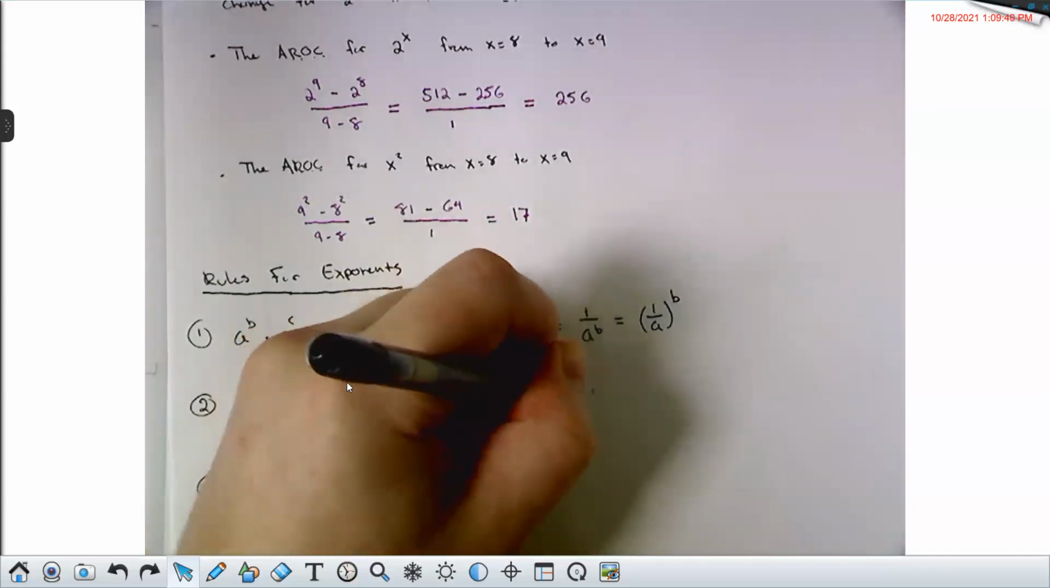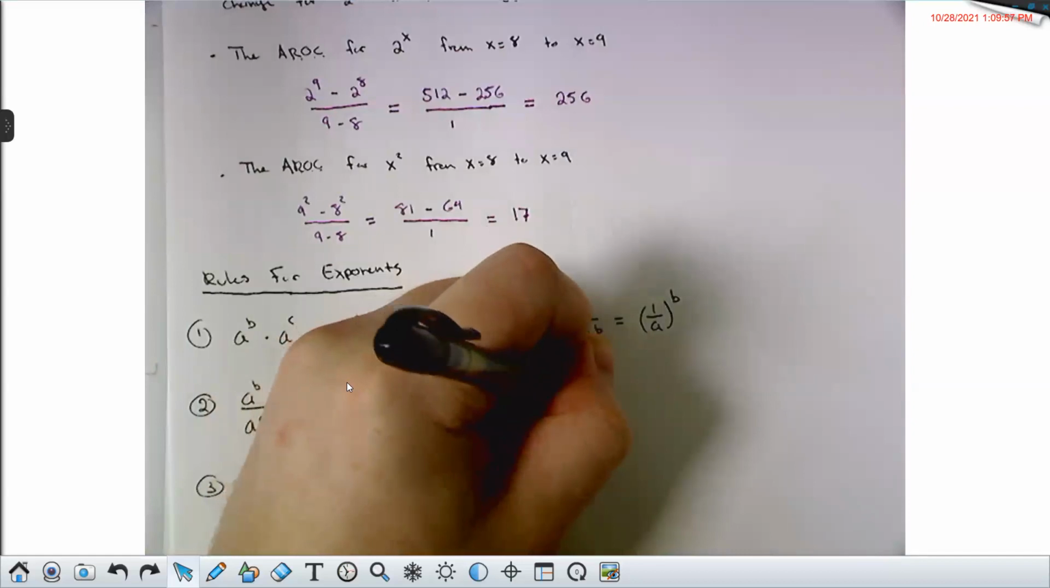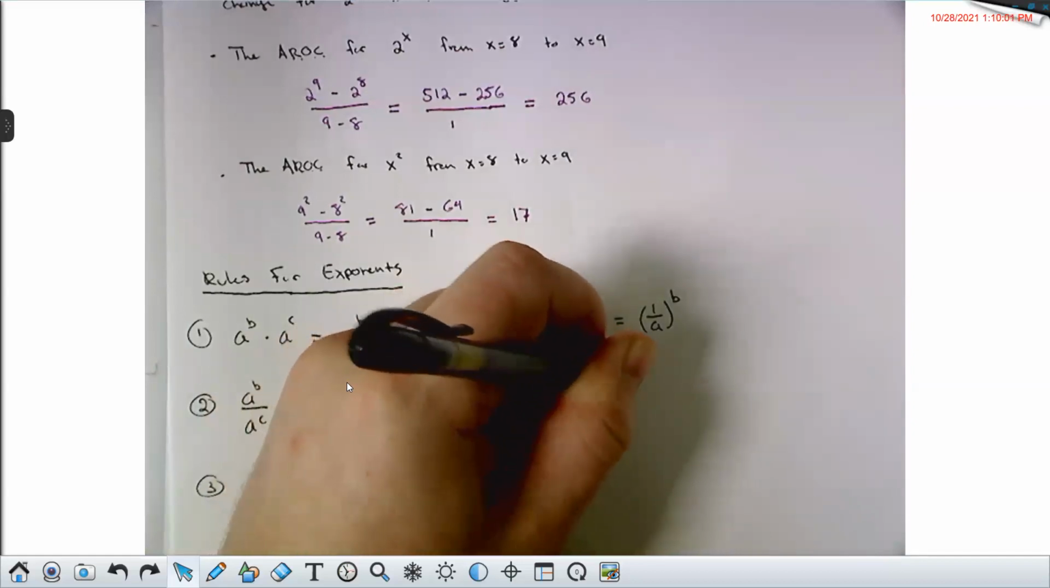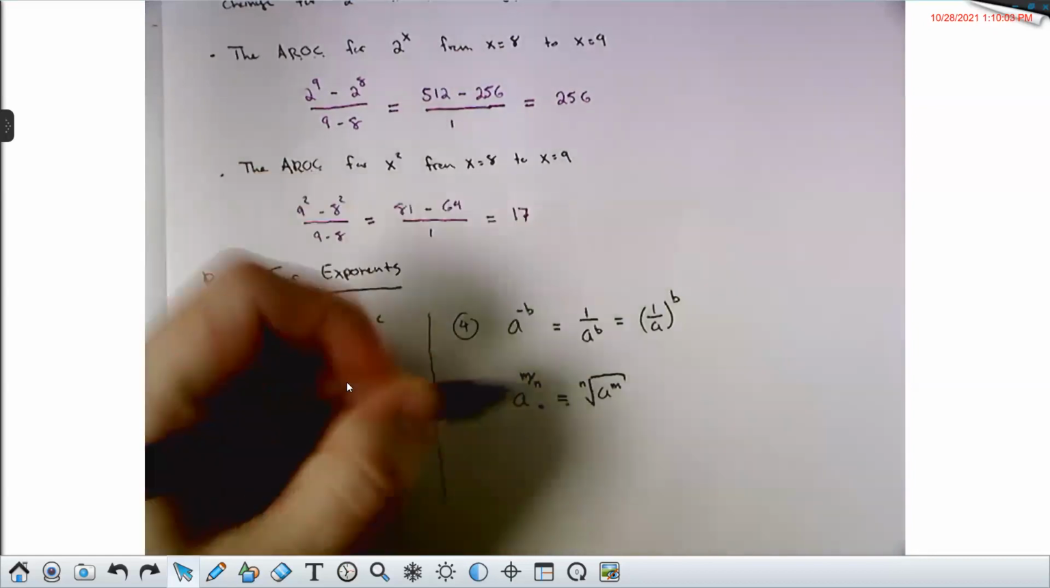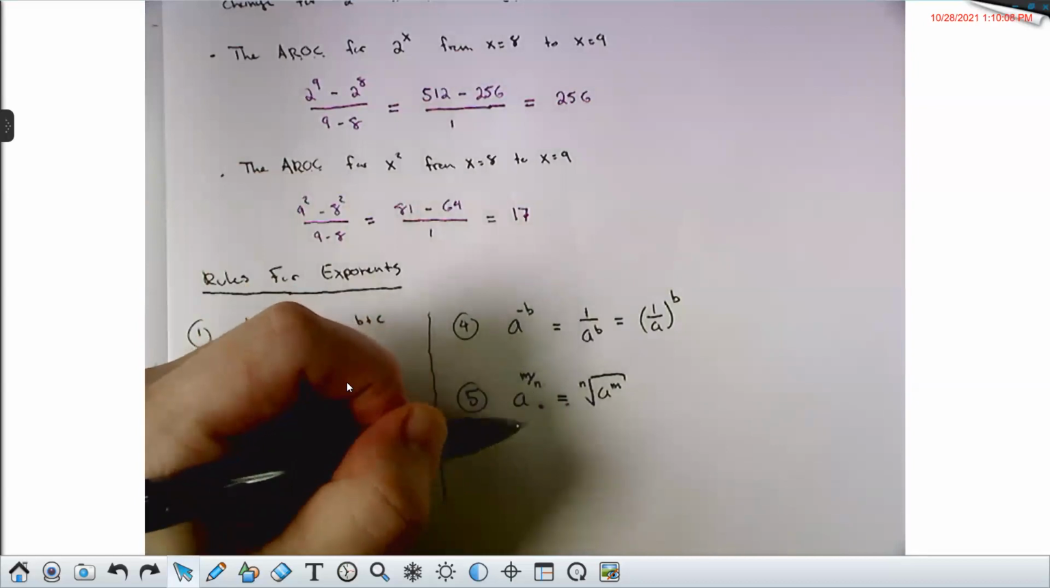This is the same thing as the nth root of a, all raised to the m, or the nth root of a to the m. So the downstairs here tells you what root you're taking: square root, cube root, fourth root, fifth root. And the numerator here tells you what power you raise a to before you do that.